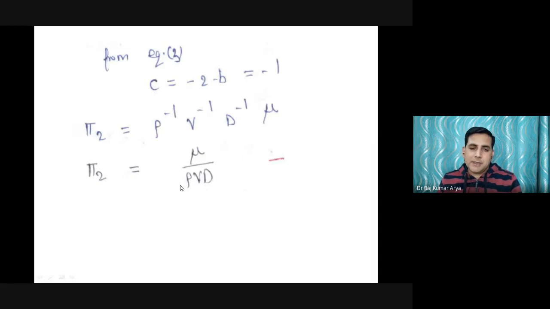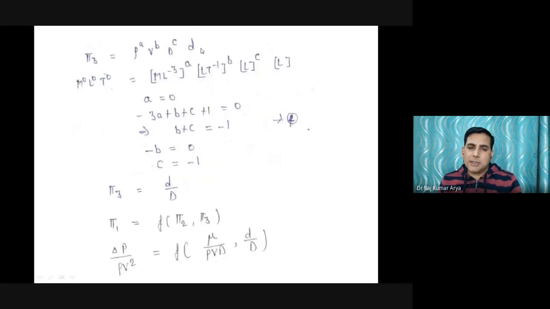After that, your third parameter left is the throat diameter. You take the throat diameter, again do the dimensional analysis, equate the powers of MLT, and then you get your constants. Finally you get c; for the rest of the constants, a is 0, b is 0, and c is minus 1. So you got the third dimensionless parameter, d upon D.